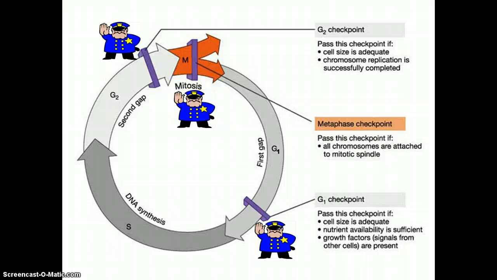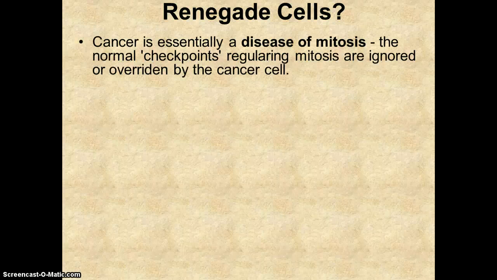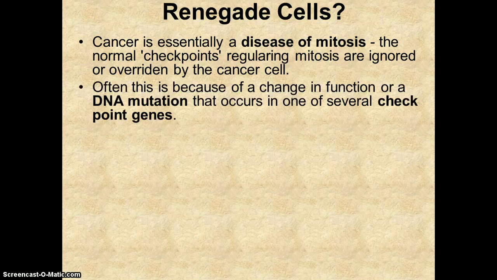So this is basically normal cells. However, with cancer, cancer is basically mitosis gone wrong. It is a disease of mitosis. These checkpoints have basically been ignored by these cancer cells. They have found a way around it. Okay. This is because of some kind of DNA mutation that occurs in those genes.